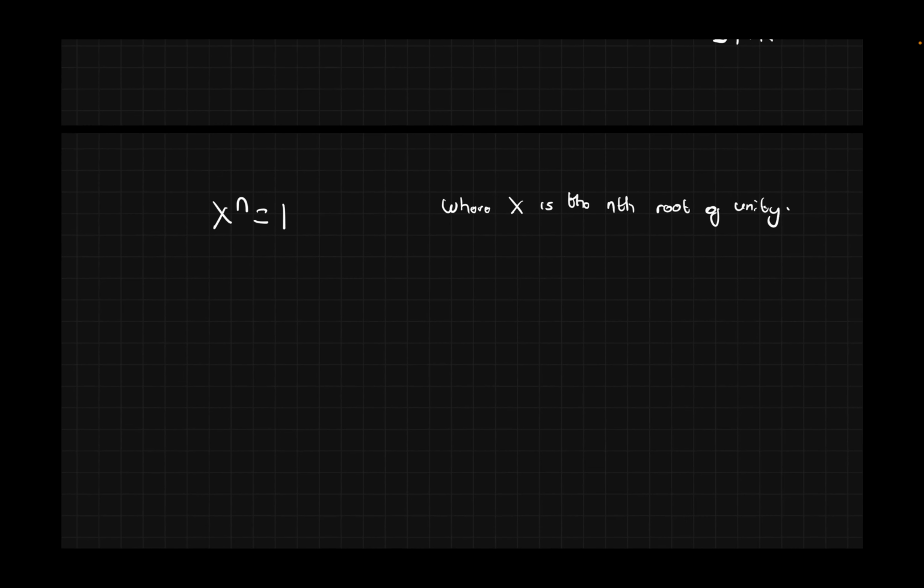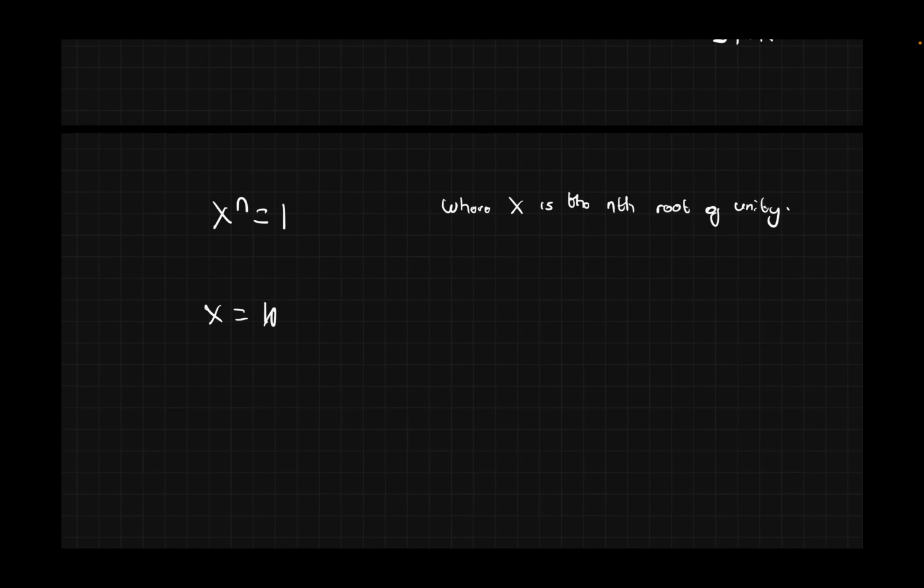Okay? So there's something called the nth root of unity. So maybe the second root of unity, or the third root of unity, or the fourth root of unity. But the idea is that x raised to the power of n should be equal to 1, where x is the nth root of unity. So if n is 1, that's like 1. So that means that x is going to be what?